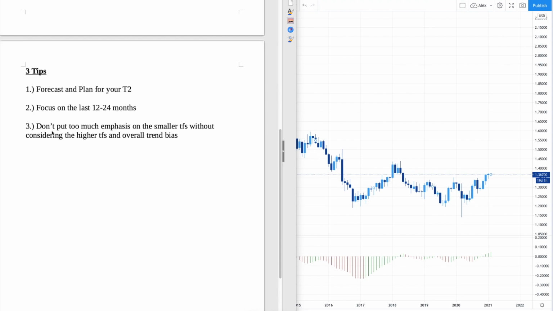Tip number three, don't put too much emphasis on the smaller time frames without considering the higher time frames and overall trend bias. So a lot of traders keep trading off a 15-minute chart, 5-minute chart, even a 1-minute chart, and that's fine. It's okay to do that if that fits your profile, your kind of personality as a trader. You're more of a scalper. You're looking for a quick in and out 10 pip move. Absolutely fine. But don't neglect the daily, the weekly, the monthly charts.